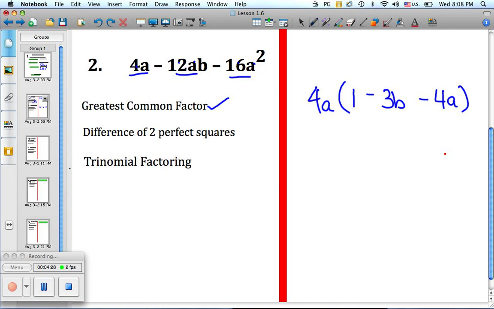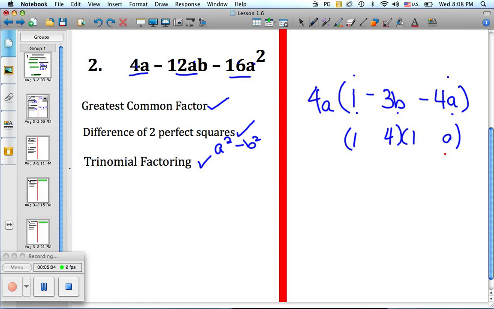But we're not done with the problem. We have to see, is it a difference of two perfect squares? Do I see something like a squared minus b squared left over? No. What about trinomial factoring? Careful. There is a trinomial here. So we're going to have to inspect this a little further. I would have to try and break this down. All right, trinomial factoring. Something that multiplies together to get a 1. 1 times 1. Give me something that multiplies together to get me 4a.